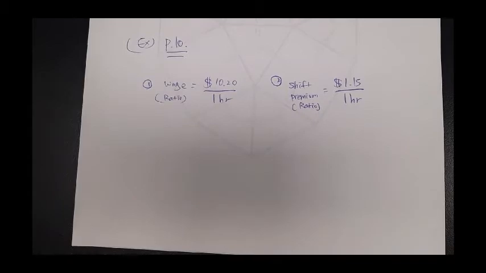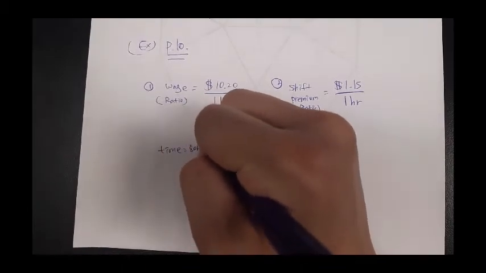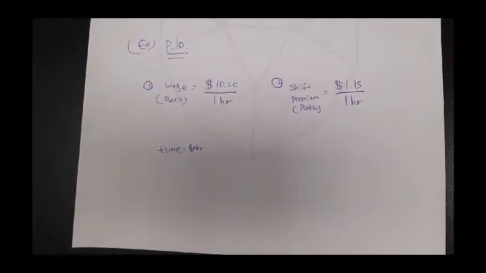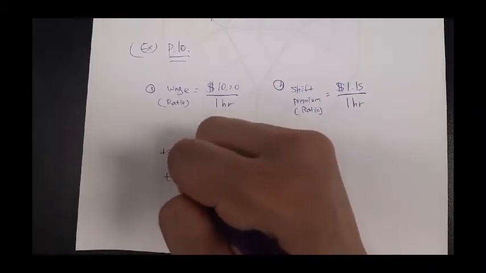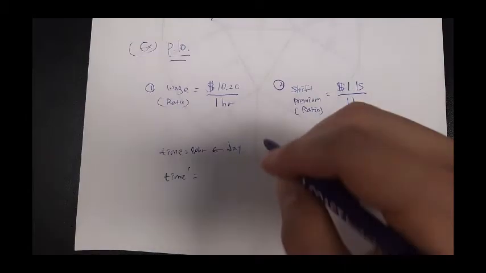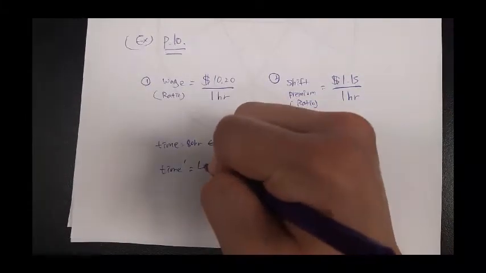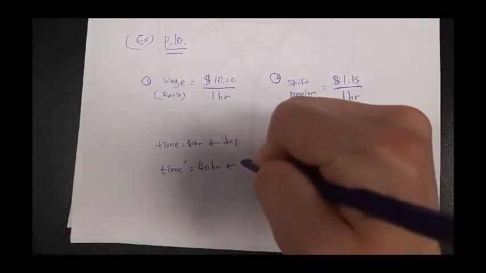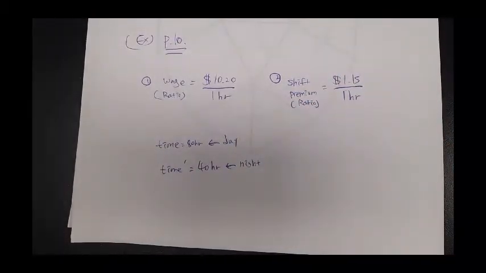Now, the question also continues. Last month, he worked 80 hours on a day shift. And when it comes to time 2, which I'm going to call time prime, how much? 40 hours, and that's nighttime. And what was his gross income for the month?